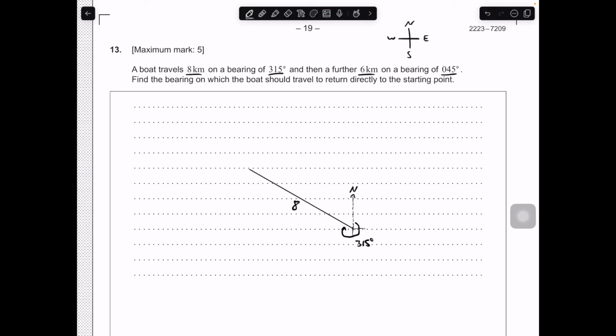All right. After that, we travel on a bearing of 45 degrees for 6 kilometers. So once again, let's draw true north. Here it is, true north. And we travel off on a bearing of 45 degrees. So we sweep through an angle of 45 degrees. And we do something like this. And we do that for, what can we say?